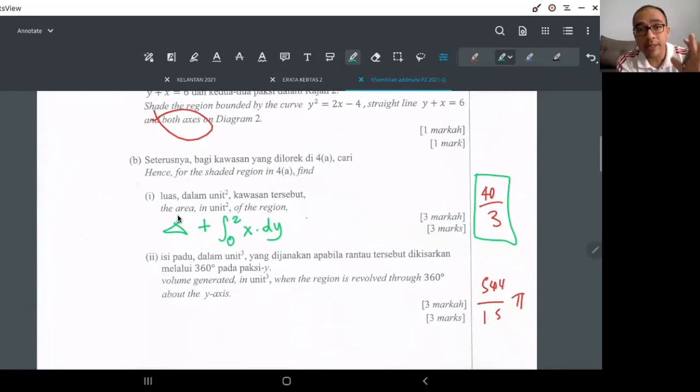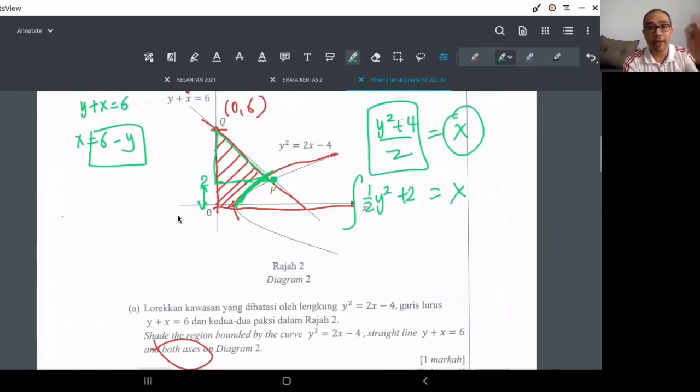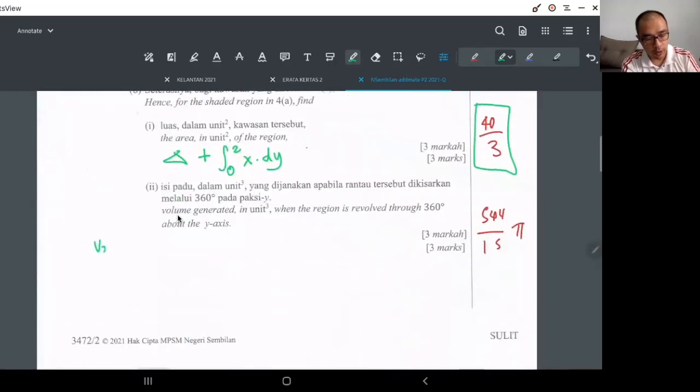Now the hard part comes when you have to find the volume. The volume is a big problem now. Same thing, we still have to do one part and one integral. Now, the triangle, when we rotate it, a triangle will become a cone. So it is the volume of a cone.